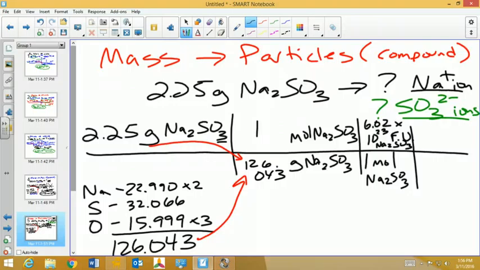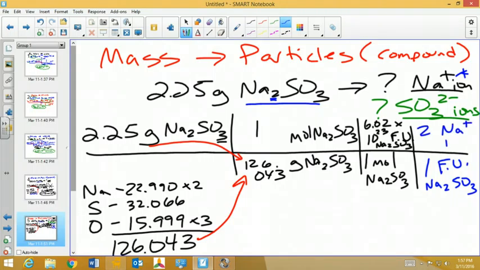But I'm not done yet, because this gives me formula units of my whole piece. I want formula units of just sodium. So therefore, I have to go up to my formula and say, how many sodiums are in 1 formula unit of this sodium sulfite? And you can see that there are 2 sodiums for every one of the whole piece. So for every 1 formula unit of Na2SO3, I have 2 sodium ions.